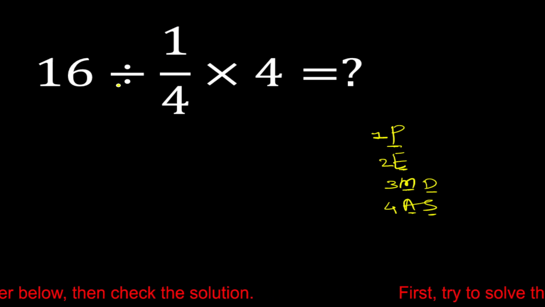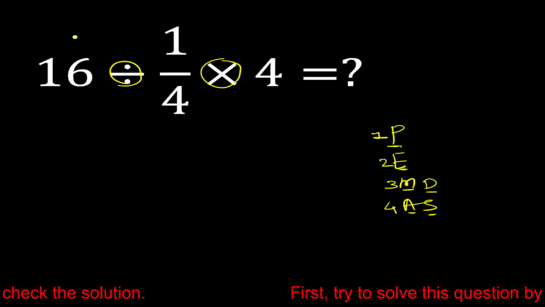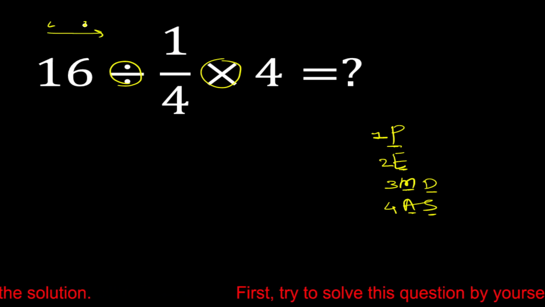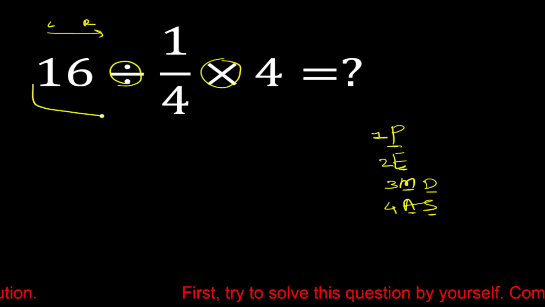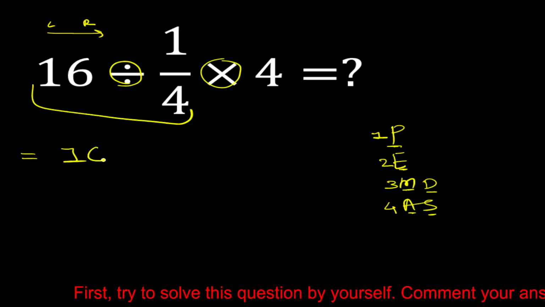So in this problem, first we have to solve this division and this multiplication. Both have equal priority, so we have to solve from left to right. Okay, so first we have to solve this part. So is equal to 16.